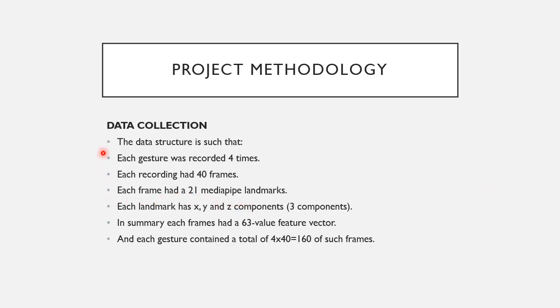For this data, each gesture was recorded 4 times, and each recording had 40 frames, which means it had a total of 160 frames. And each frame had 21 MediaPipe landmarks, which are the joints in the fingers of the hand. And then each landmark had XYZ components. So in summary, each frame had a 63 value feature vector, which is what was fed into the training module. And this 63 feature vector is present in each of the frames. And as mentioned earlier, the frames were 160. So to know how many feature values there were, it will be 63 times the 160 frames.